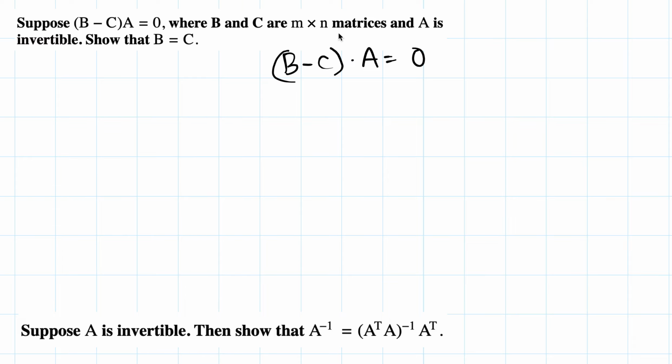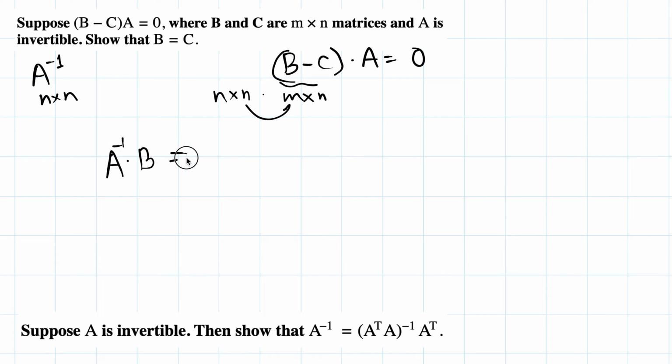And we know that A is invertible. That means A inverse exists. So we can multiply both sides by A inverse. But A is n by n, so A inverse will also be n by n. This is m by n, so we can't multiply by n by n on the left because they don't match. A inverse times B is not the same as B times A inverse. Matrix multiplication is not commutative. We cannot commute like that.